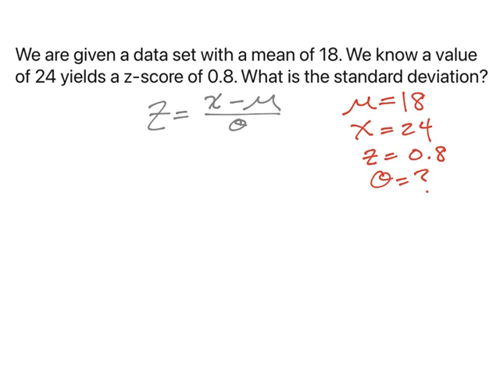So let's substitute our values in. I've got 0.8 equals 24 minus 18 over our standard deviation. I'm going to use an S because sometimes sigma looks a little bit like a 0. Although, I guess S sometimes looks like a 5, so I'm going to actually get rid of that. I'm going to just use t, okay? Just because that's kind of a different one here.